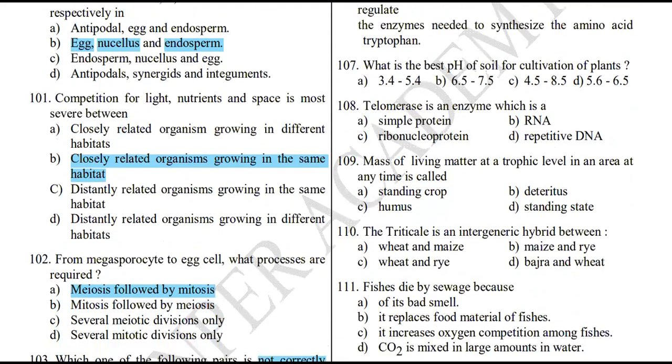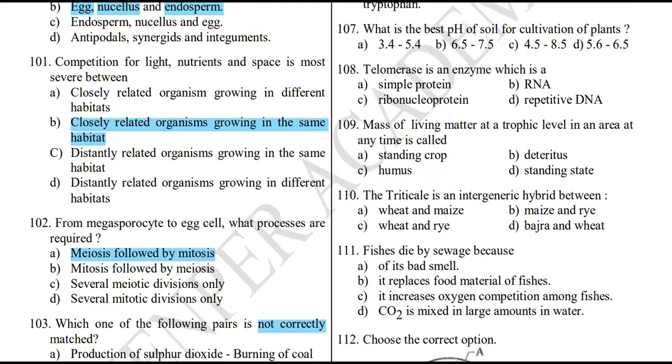What is the best pH of soil for cultivation of plants? The best pH for cultivation of plants is 6.5 to 7.5. Very important. Okay, yes. So the next question is telomerases.